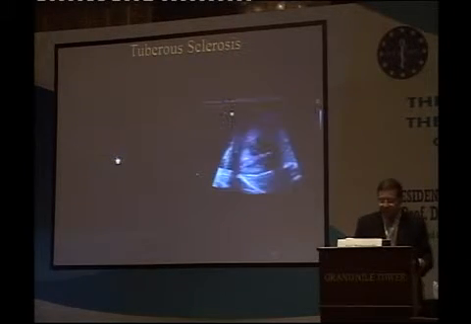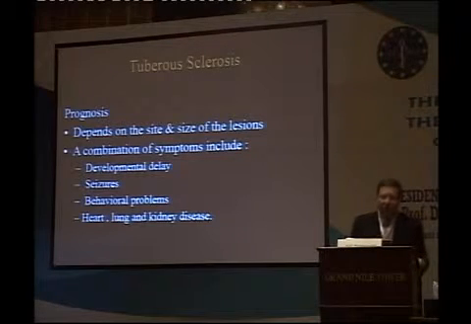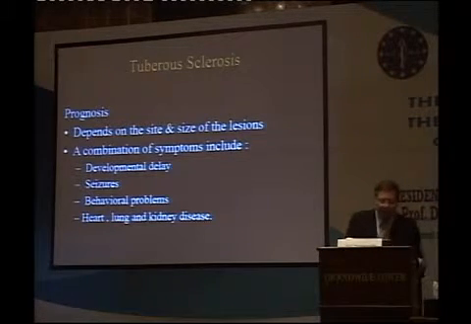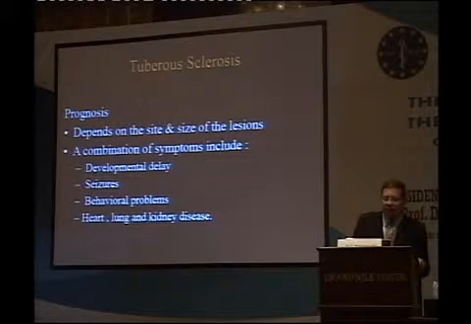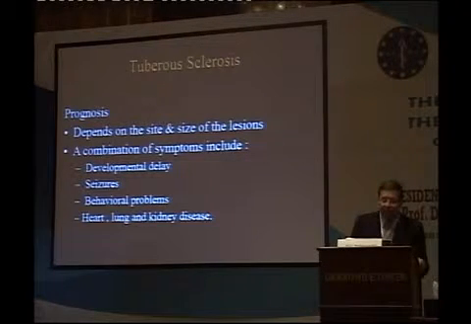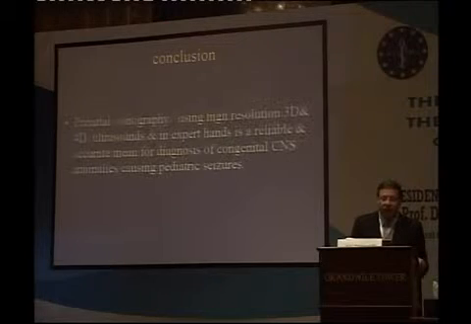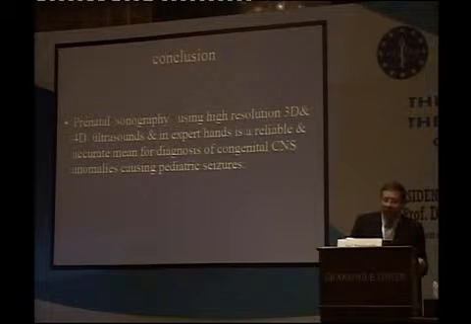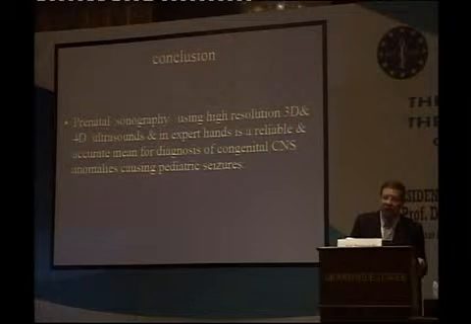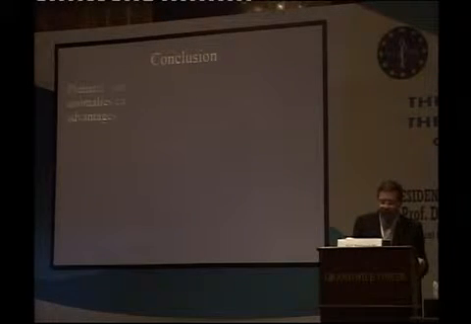astrocytoma in the brain. Actually, tuberous sclerosis prognosis depends on the site and size of the lesion, and there is a combination of symptoms including developmental delay, seizures, behavior problems, and according to the site of the lesion, we have heart, lung, and kidney disorder. To conclude, prenatal sonography using high-resolution 3D and 4D ultrasound and in expert hands is a reliable and accurate means for diagnosis of congenital CNS anomalies causing pediatric seizures.